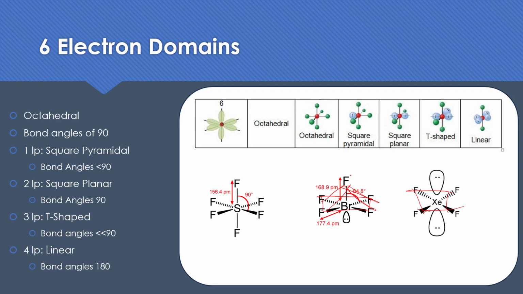The lone pair goes on the other side because we want to maximize the distance between the 2 lone pairs, so it goes on the other side. Then you can also get to T-shaped and linear. So we go to a third lone pair, and we'd have something like this.